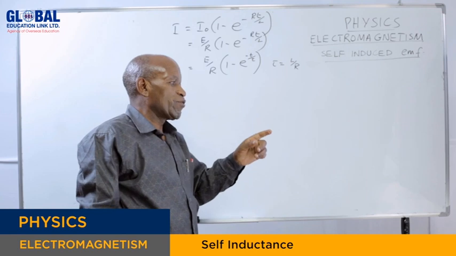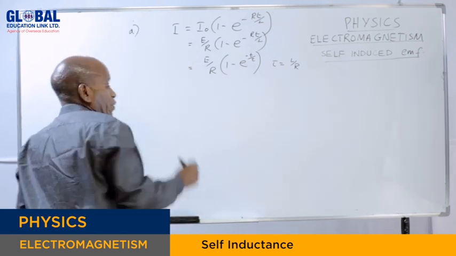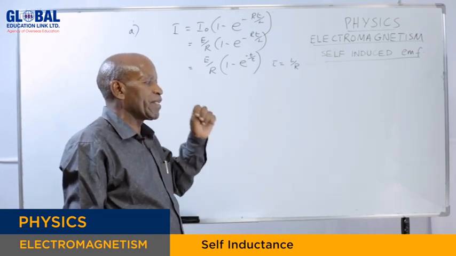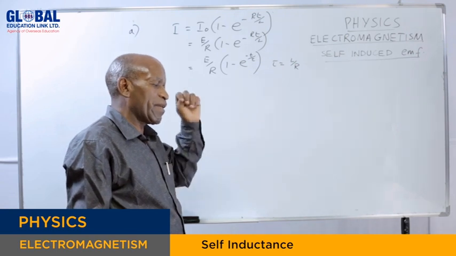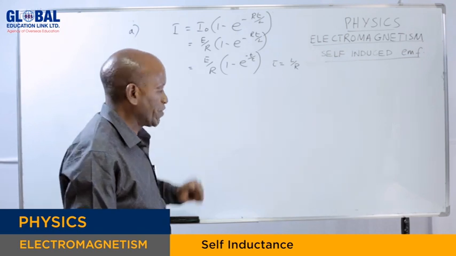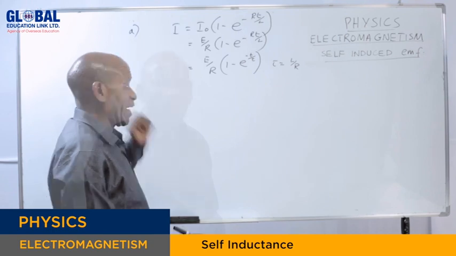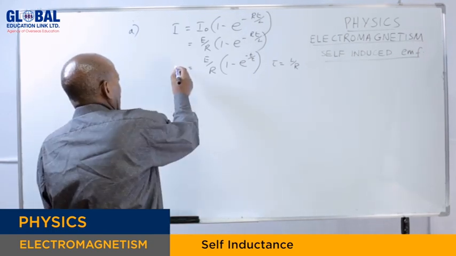Now we have been asked to determine the rates. Starting with part A, we are going to determine the rate at which the energy is being delivered by the battery. At the first step, you need to determine the current. So we just have to determine the current I.